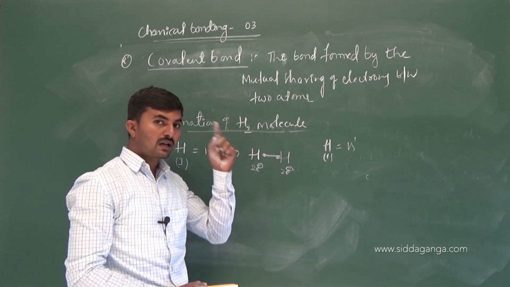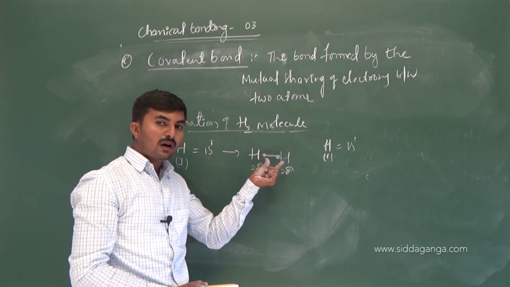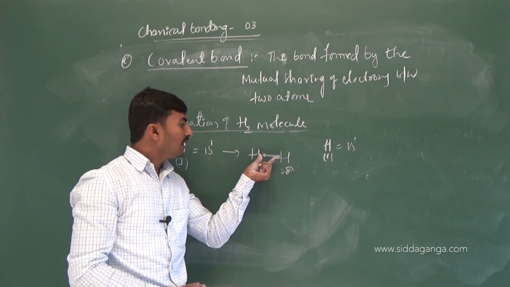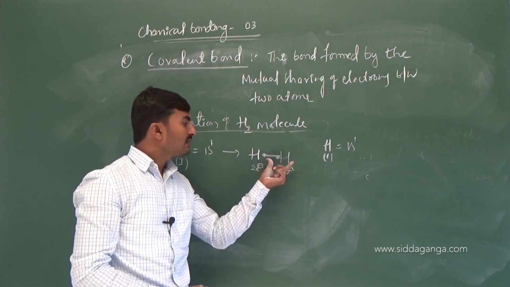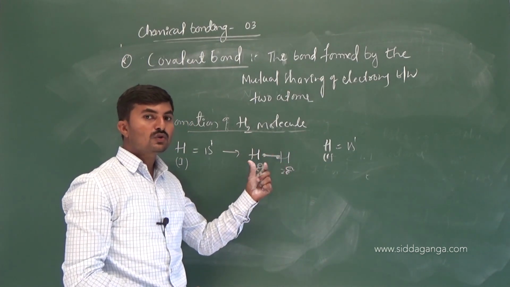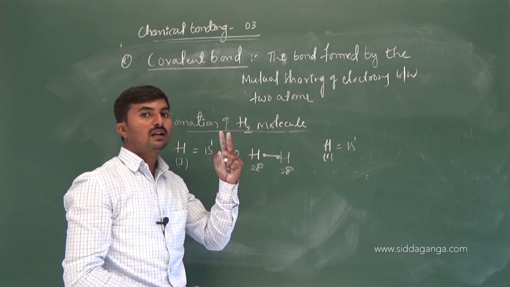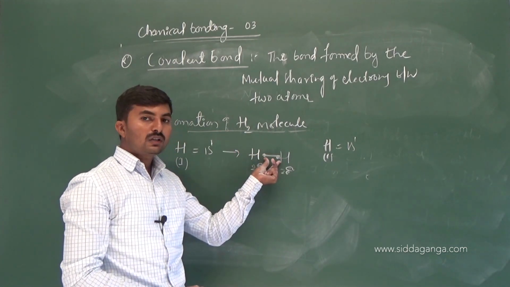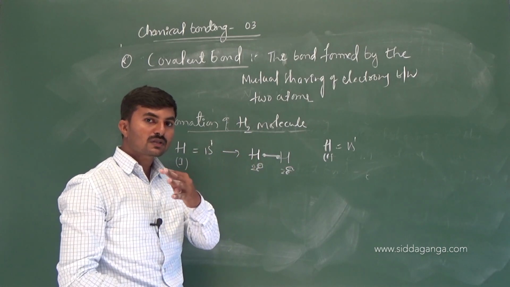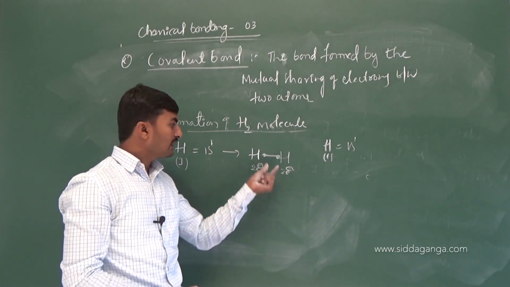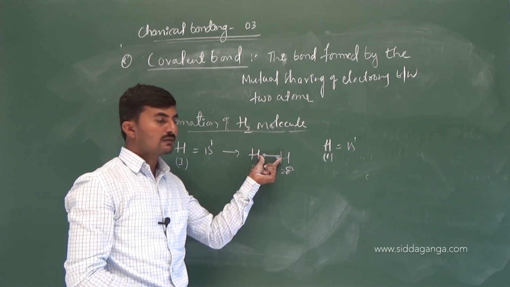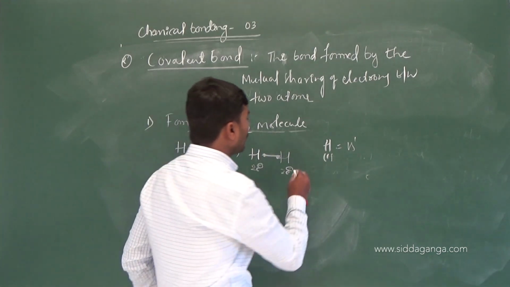I repeat, the covalent bond formed by the mutual sharing of single electron pairs is a single covalent bond. If the same covalent bond is formed by the mutual sharing of two electron pairs, then it is called a double covalent bond. If the same thing is repeated for 3 electron pairs, then it becomes a triple covalent bond. Like that, if only one electron pair is shared between these two atoms, that is why this is an example for a single covalent bond.